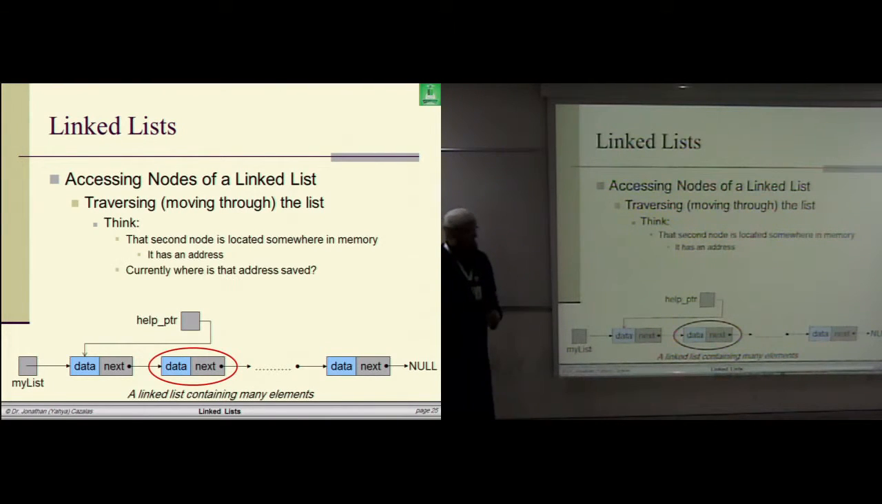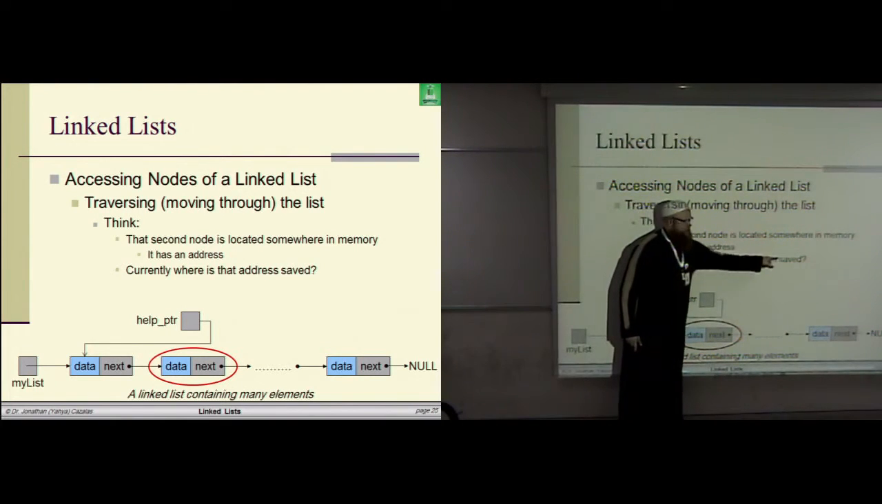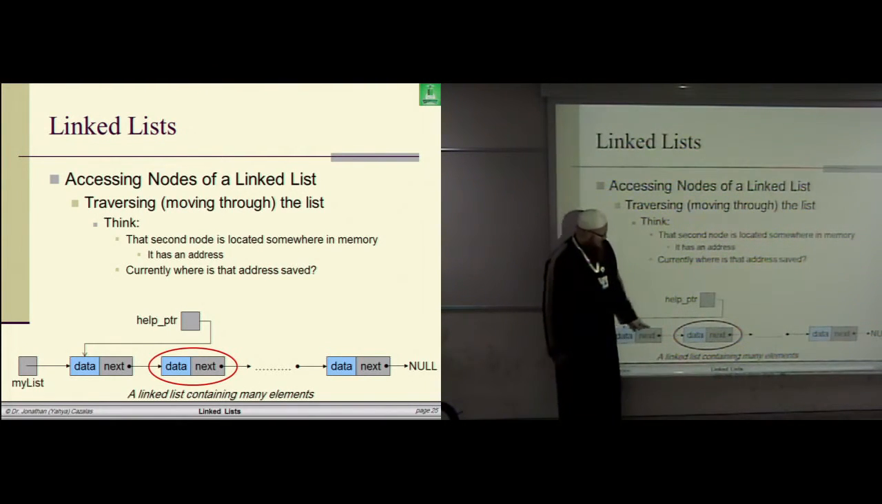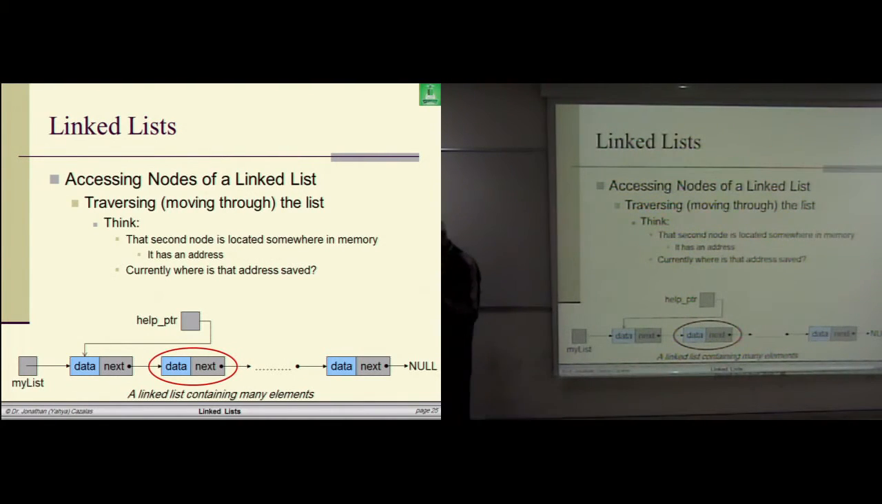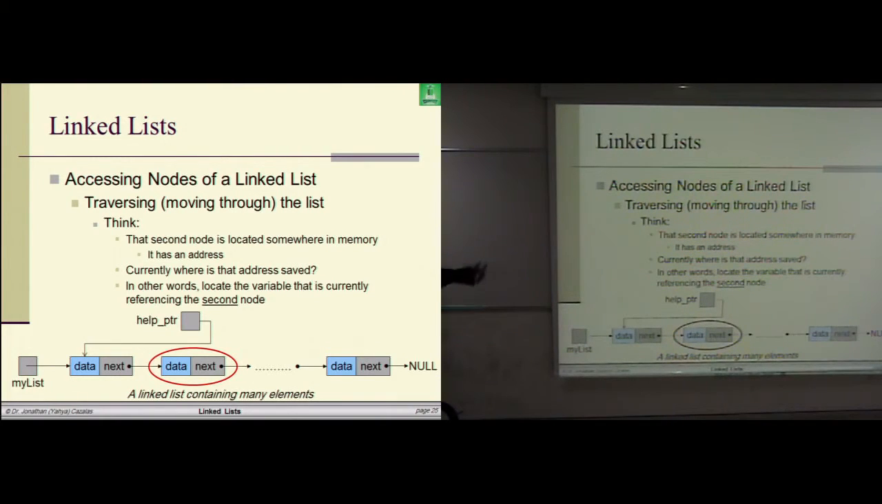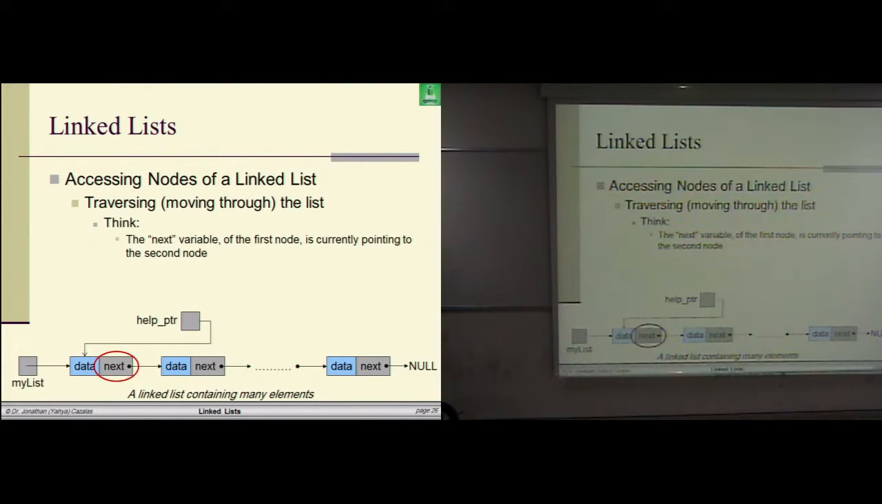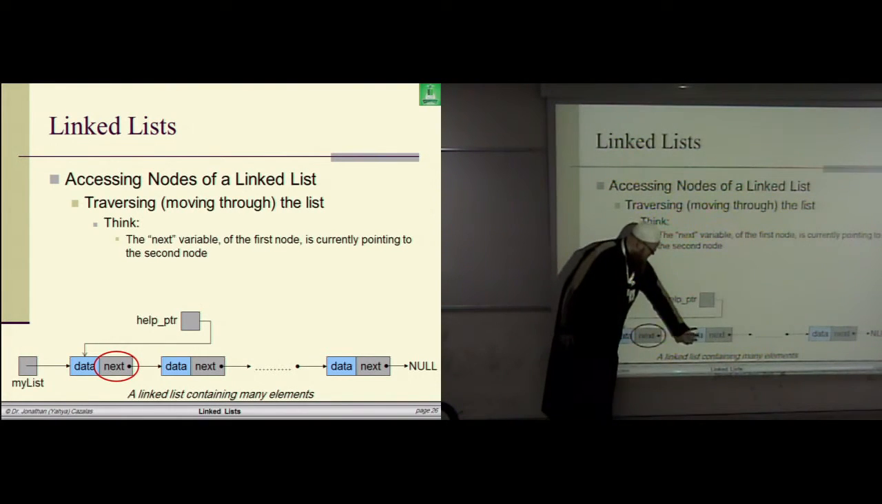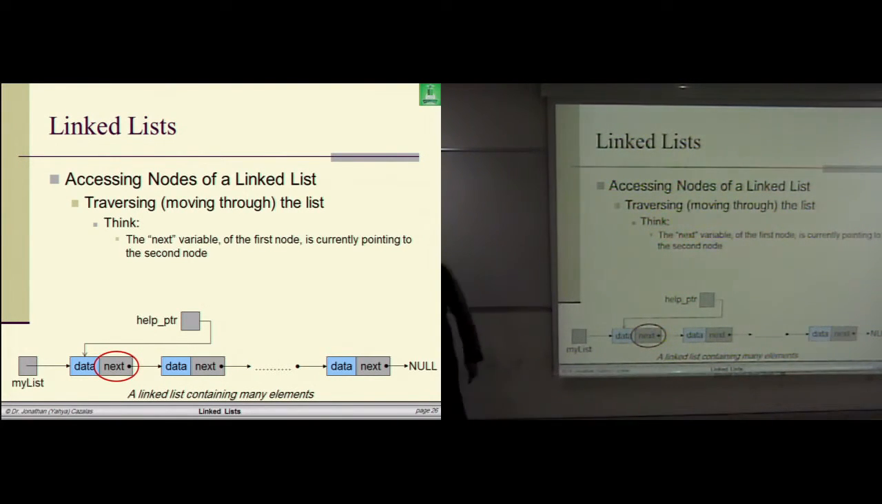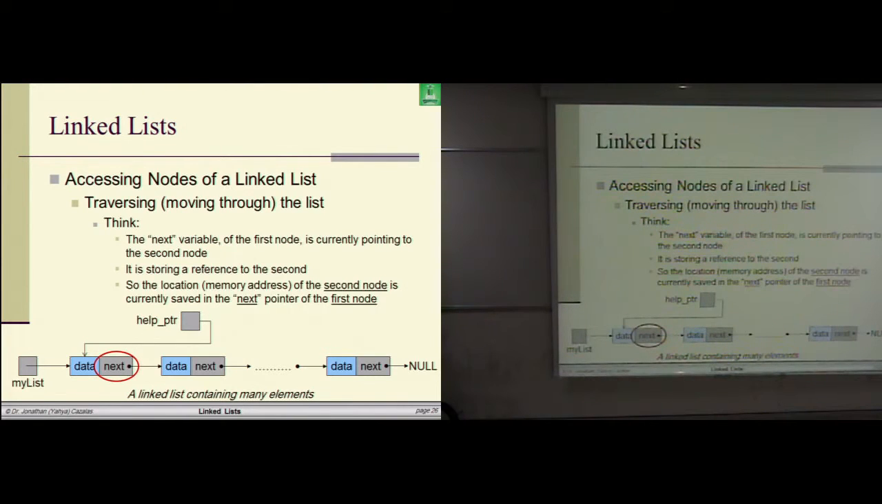It has an address. Currently, I ask you, where is that address saved? The address of this second node is saved where? Right here. It's in the next of the first node. Pay attention, guys. This is the most important thing. It's in the next of the first node. So we want to locate the variable that is referencing that second node. This next variable of the first node, it has the unwan of the second node. Okay? So it is storing the reference to the second node.